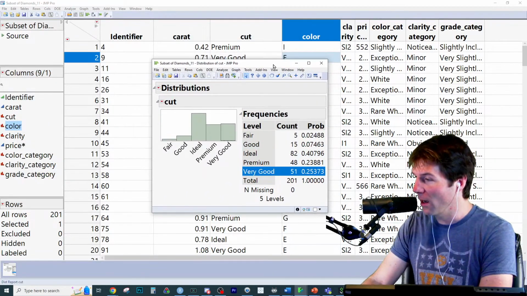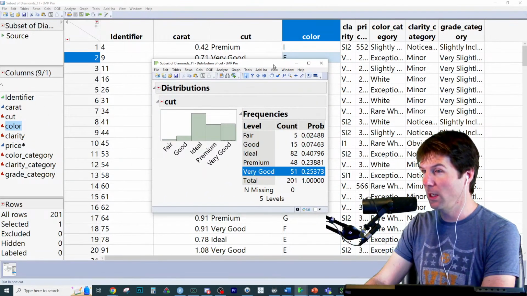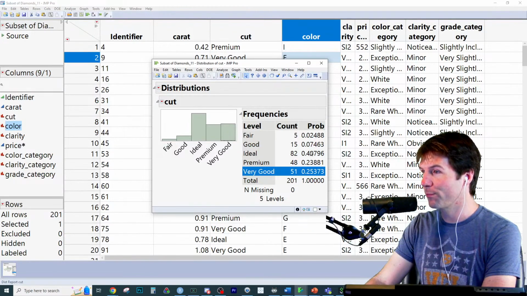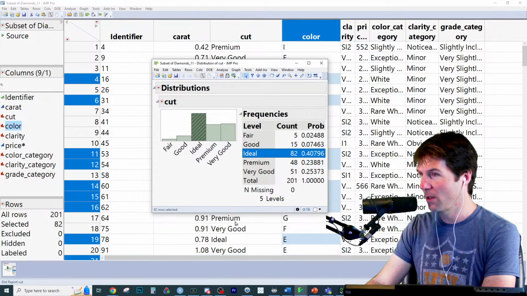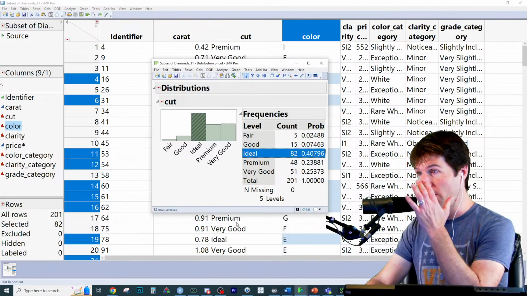So here we are, just noticing ideal right here. I think it's about 25% of the sales. I think I can test only one. We'll find out if I can.